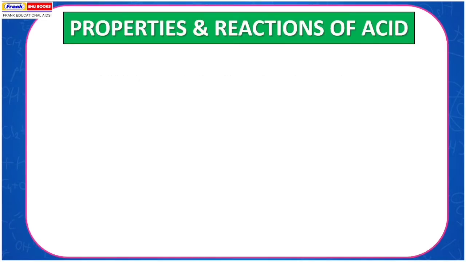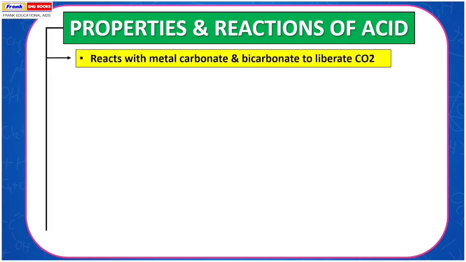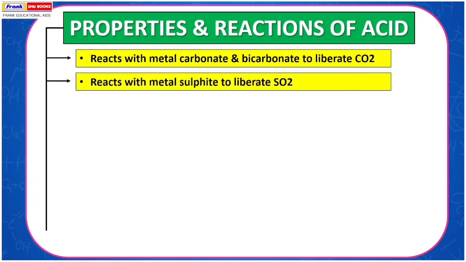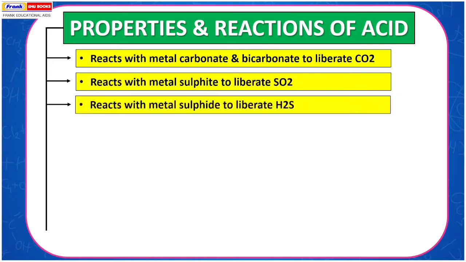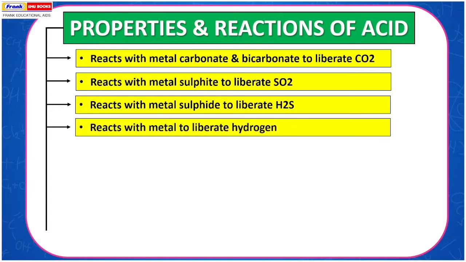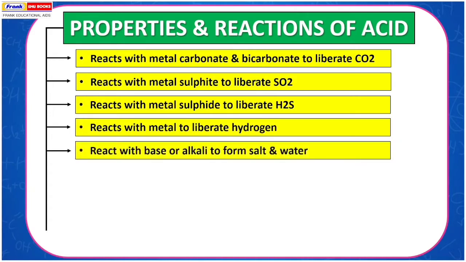Properties and reactions of acid. Acid reacts with metal carbonate and bicarbonate to liberate carbon dioxide. It reacts with metal sulfite to liberate sulfur dioxide. It reacts with metal sulfide to liberate hydrogen sulfide. It reacts with metal to liberate hydrogen. It reacts with base or alkali to form salt and water.